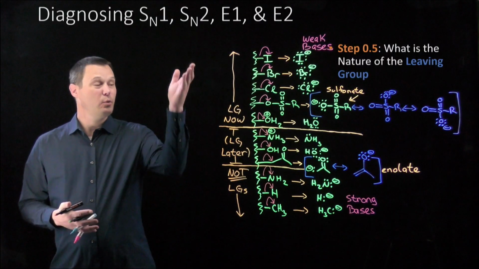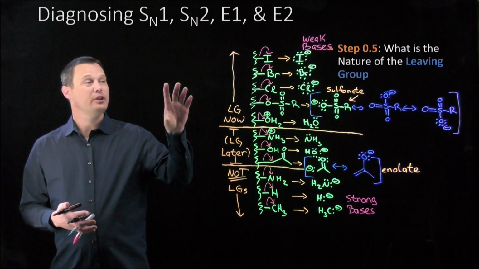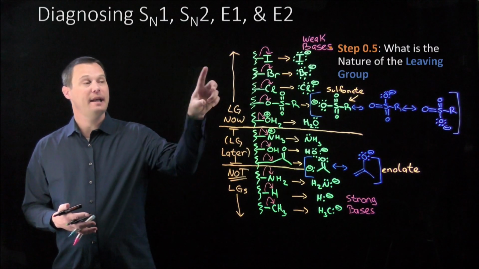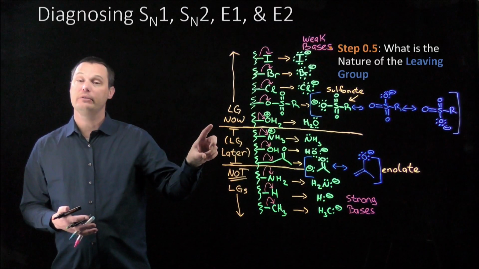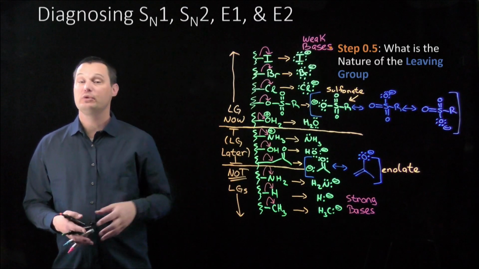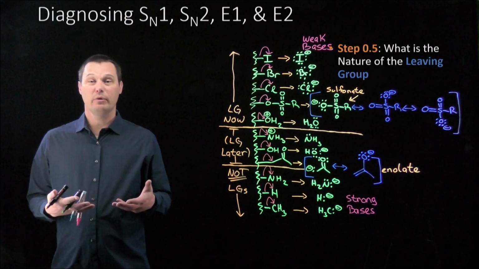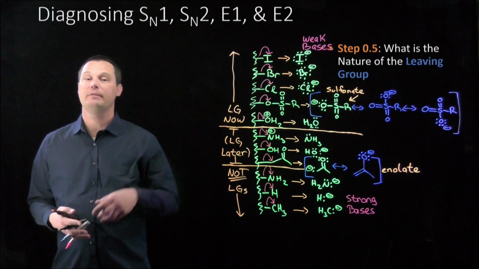I have a separate video where I go through all the possible leaving groups and tell you how to determine which ones can be leaving groups now in substitution land, which ones will be leaving groups later in carbonyl land, and which ones will never be leaving groups. If you're not comfortable with leaving groups or would like a refresher, I have that video linked down below.